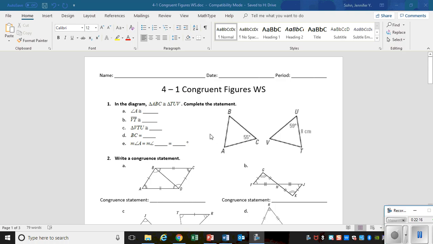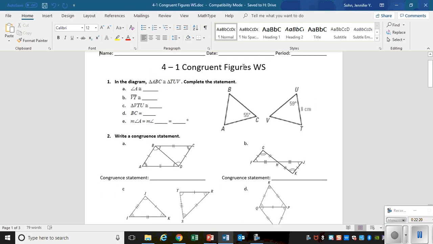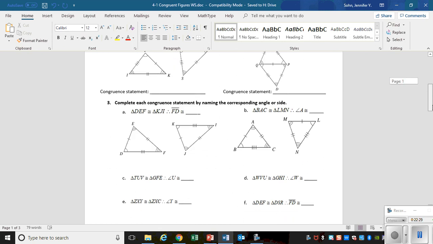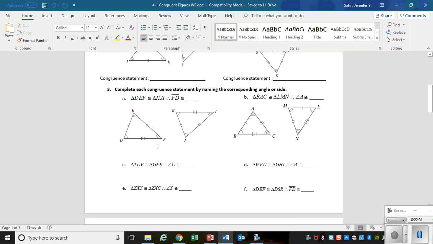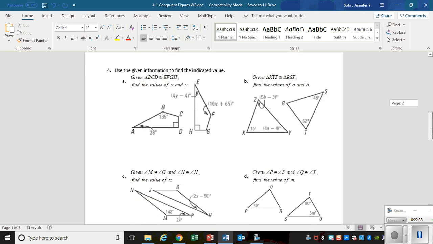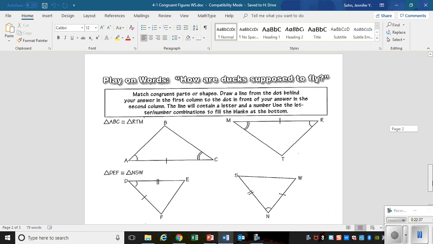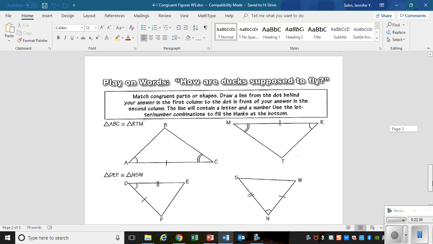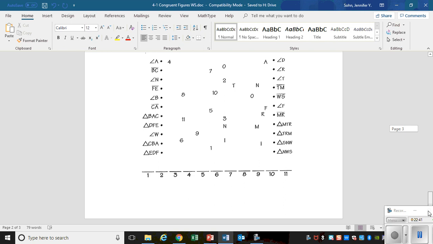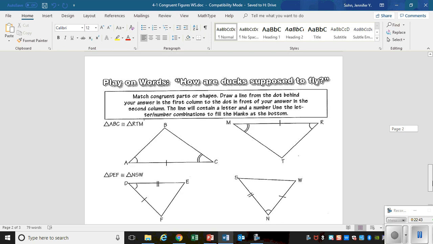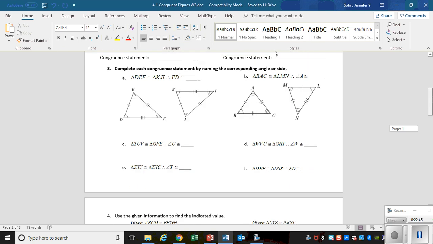So I attached this worksheet. What I want you to do, listen carefully, I want you to do number 1, and I want you to do number 2, ABC, number 3, ABC, number 4, ABC, okay? And then on the back, you have this play on words. This is extra credit. So I'm going to give you extra credit for this if you have time to do it.